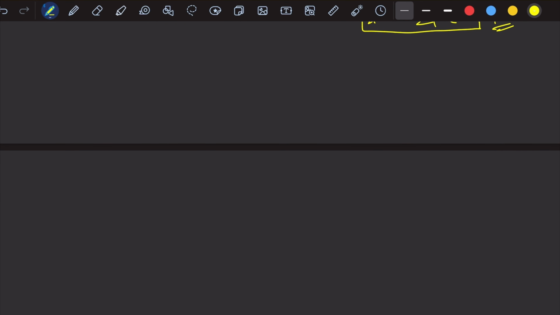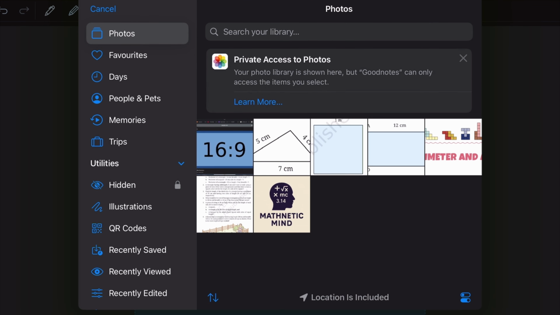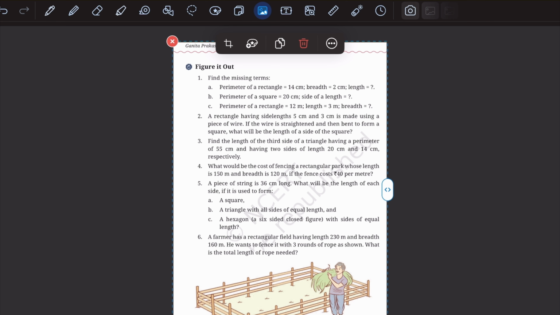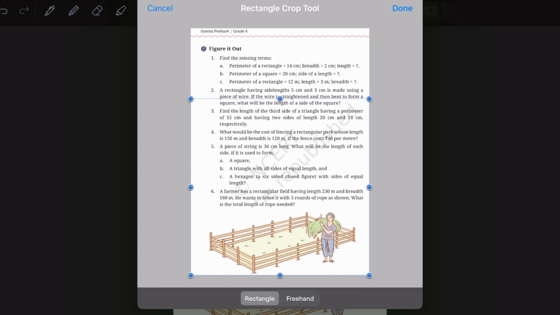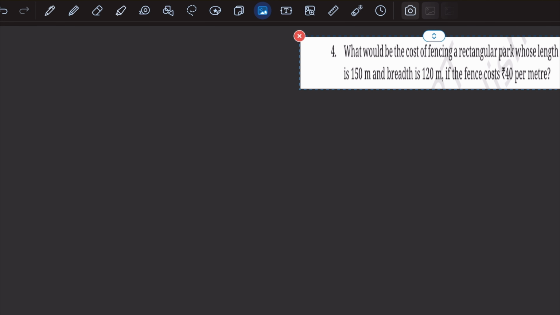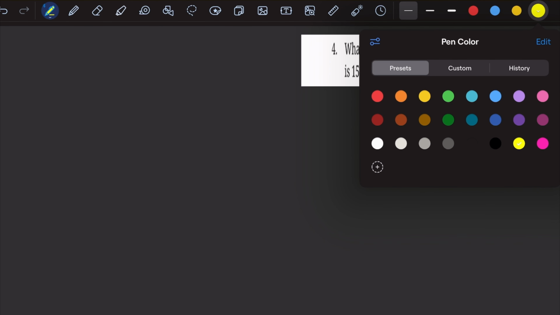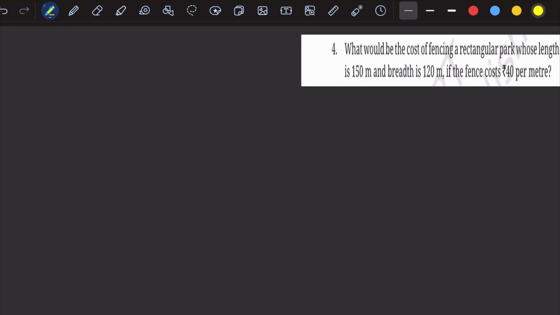Okay, now I will move to the next question. I will take a new page. Let me take that photo one more time. Now we will take the fourth question of the textbook. Solution. What is the fourth question?